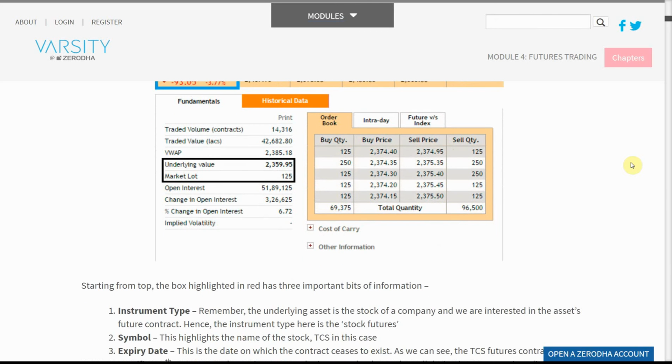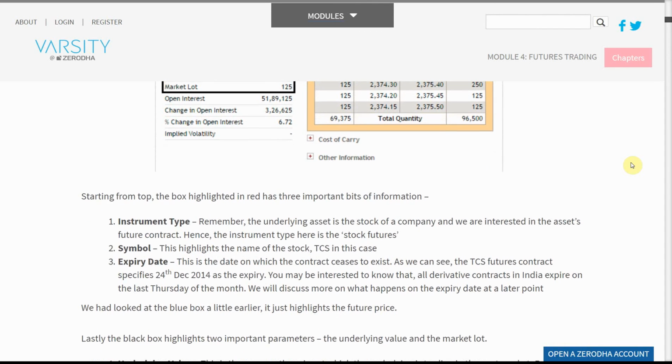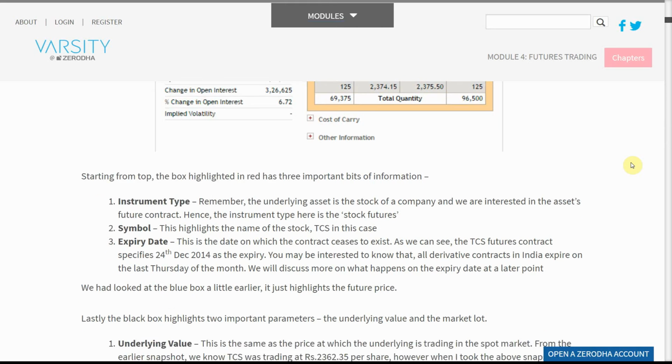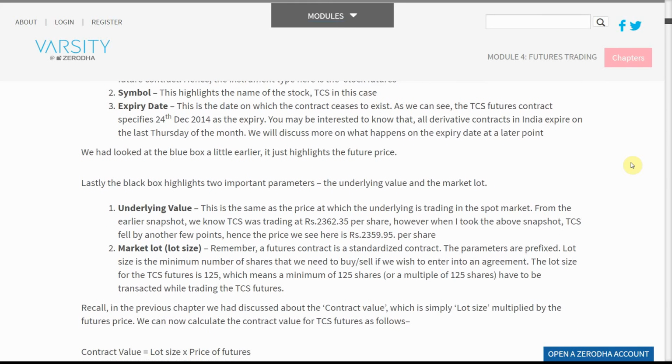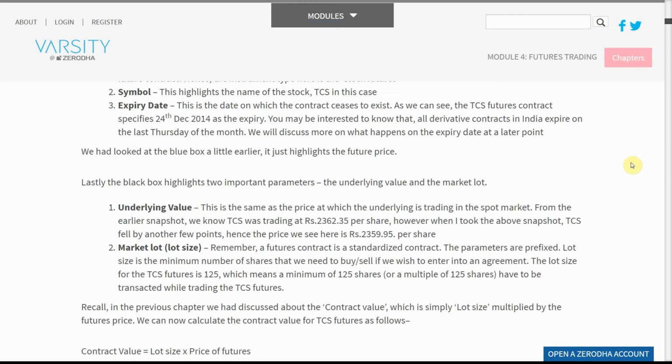Instrument type. Remember, the underlying asset is the stock of a company and we are interested in the asset's future contract. Hence, the instrument type here is the stock futures. Symbol. This highlights the name of the stock, TCS in this case. Expiry date. This is the date on which the contract ceases to exist. As we can see, the TCS futures contract specifies the 24th of December 2014 as the expiry. You may be interested to know that all derivative contracts in India expire on the last Thursday of the month. We will discuss more on what happens on the expiry date at a later point.